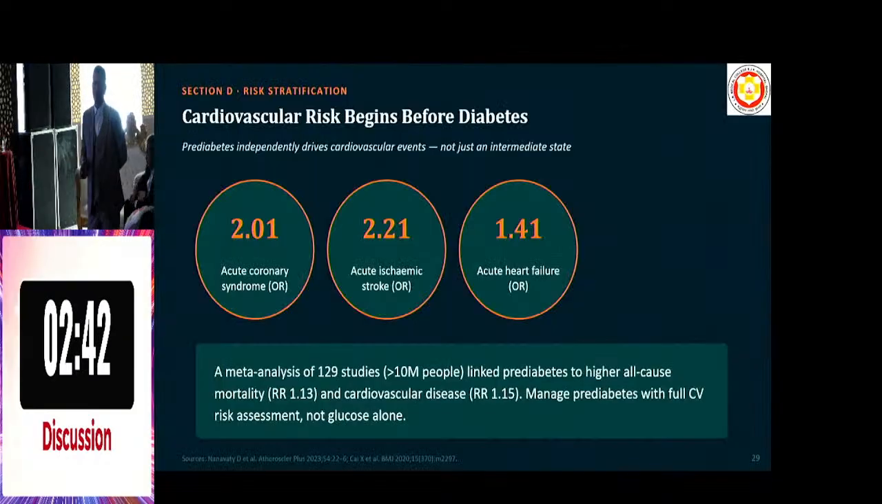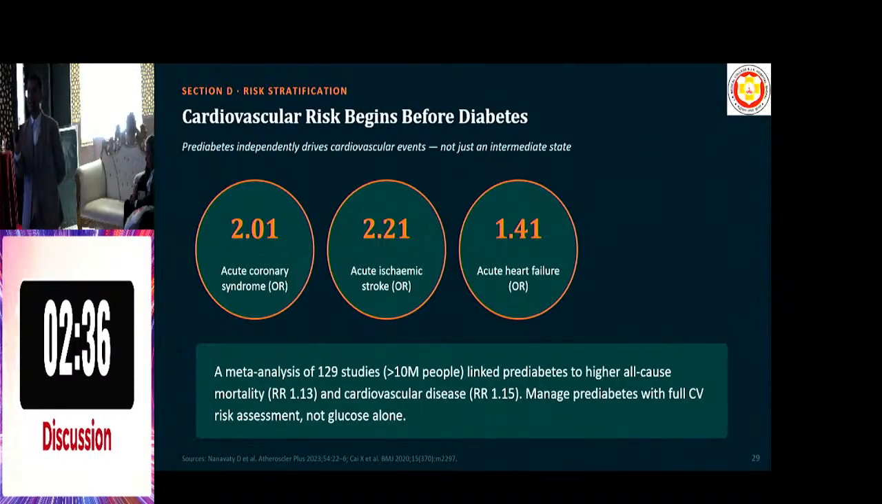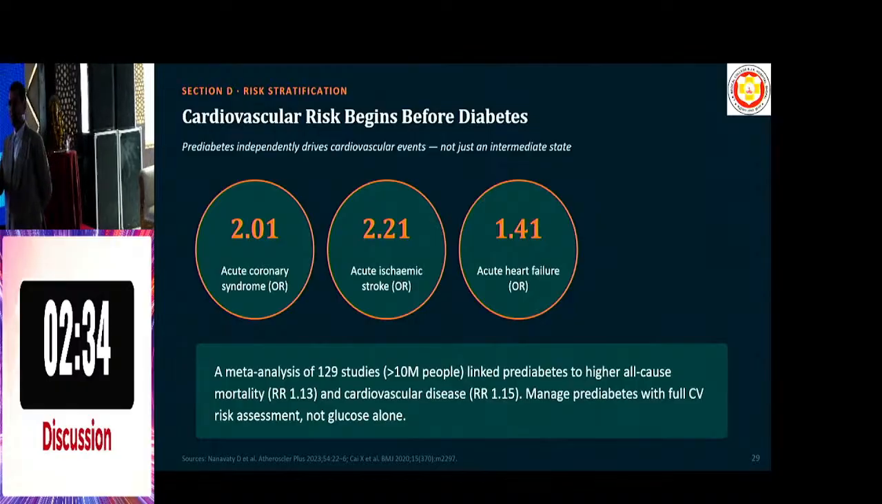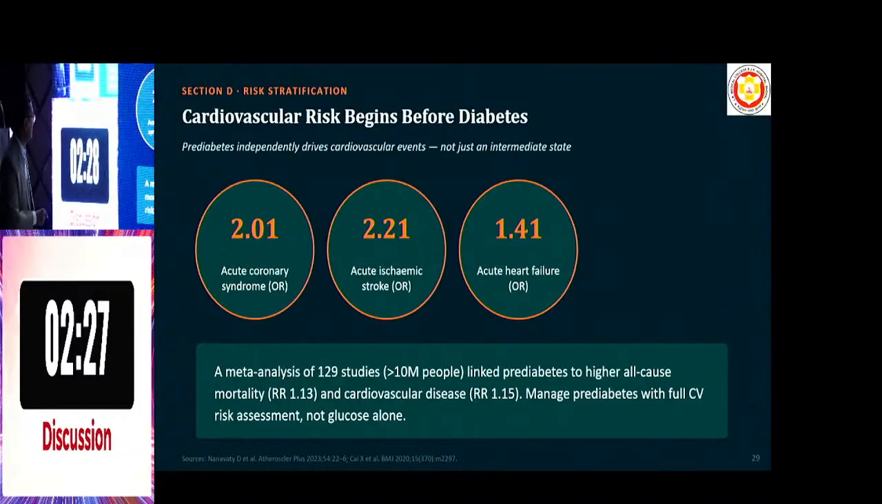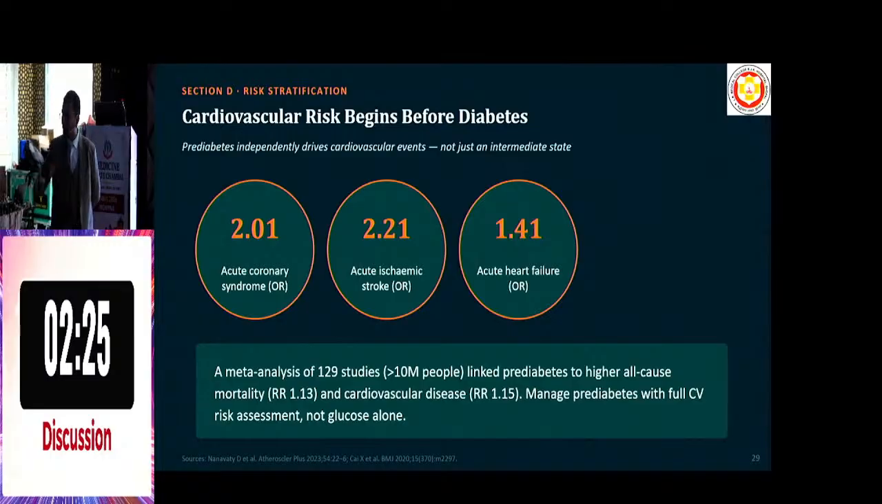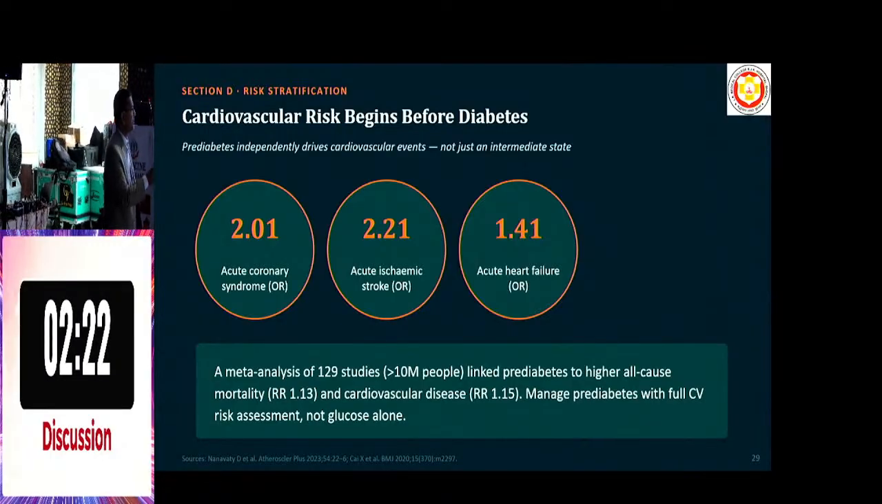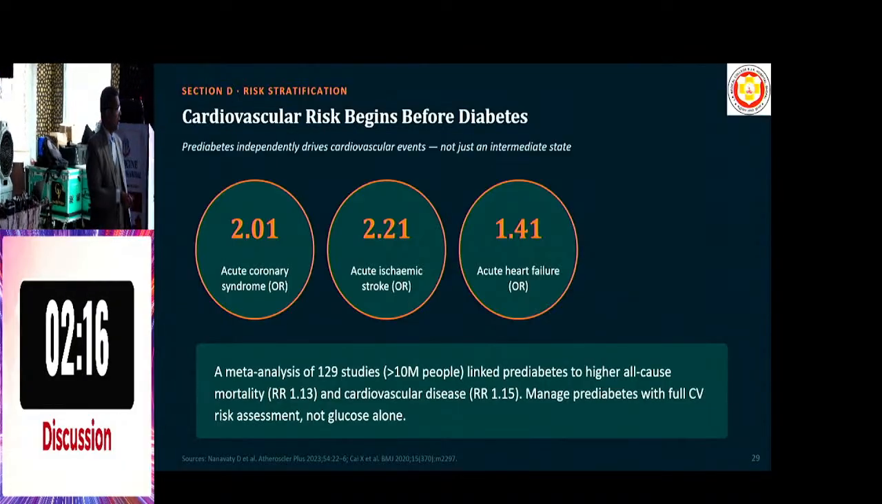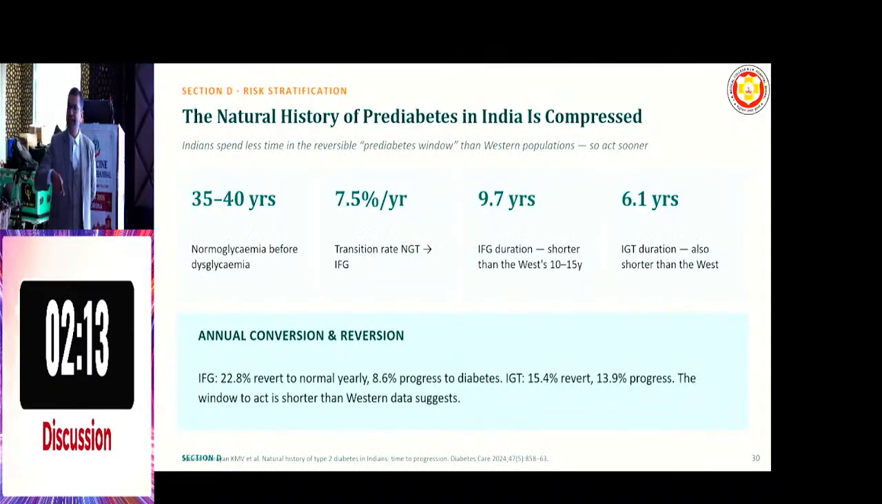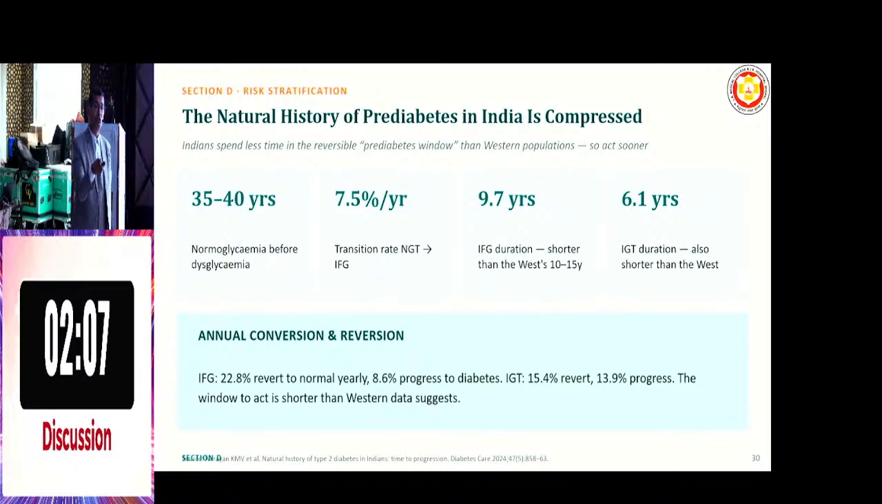So cardiovascular risk, और ऐसा नहीं है कि pre-diabetes में हम लोग डायबिटीज की दवाई स्टार्ट नहीं कर रहे तो आप बचे हुए हो. It is not like that. Once you are in the pre-diabetic range, your odds of having acute coronary syndrome increase by 2 times. You will have double the rate of acute coronary syndrome. You will have acute ischemic stroke, 2.21 odds ratio. You will have an odds ratio of 1.41 for acute heart failure. So the risk is continuous. जैसे ही pre-diabetes होती है, भले ही आप anti-diabetic start नहीं करें, but its risk of cardiovascular and cerebrovascular disease increases disproportionately. The natural history of pre-diabetes in India is compressed.